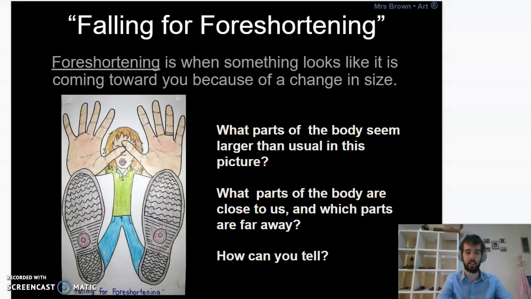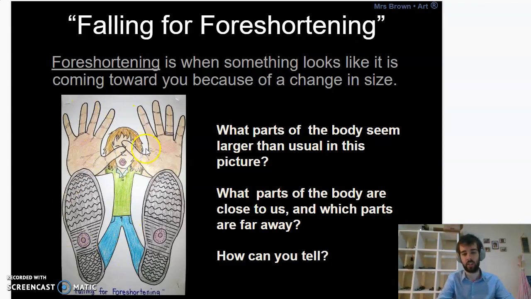This week we're going to be looking at something a little bit different. We're going to be looking at perspective. Specifically, we're going to be looking at falling foreshortening. So what is foreshortening? Well, foreshortening is when we make certain parts of the body larger and certain parts smaller to show how someone is coming at you, coming closer to you, going further away.